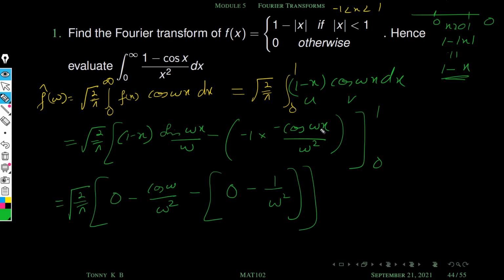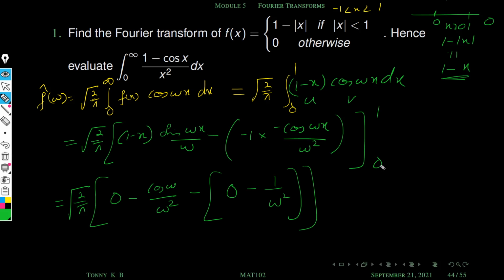So this becomes, if you substitute x equal to 1, this term becomes 0, since 1 minus 1 is 0. That's why the first term is 0. When x equal to 1, this term becomes cos omega by omega square. And what about the sign? We have 3 minus signs, minus, minus, minus. So minus cos omega by omega square. Next we are going to substitute the lower limit. When x equal to 0, here one term is sine 0. Sine 0 is 0. Again, the first term is 0.